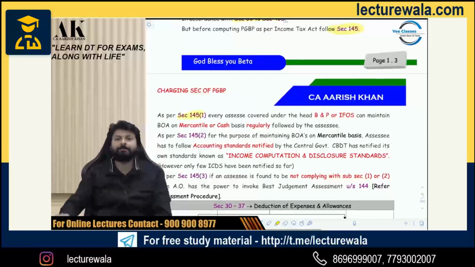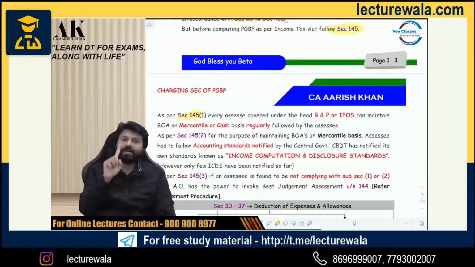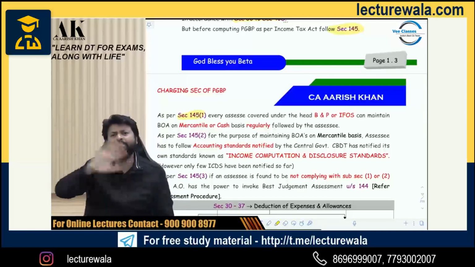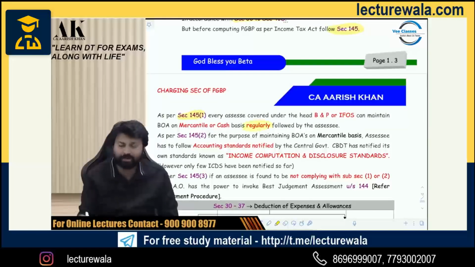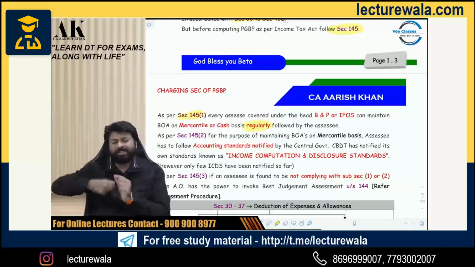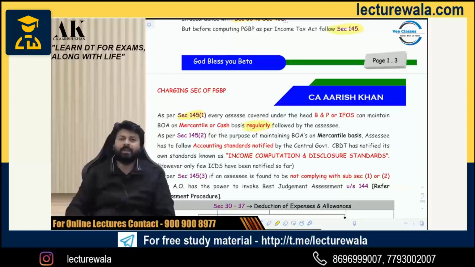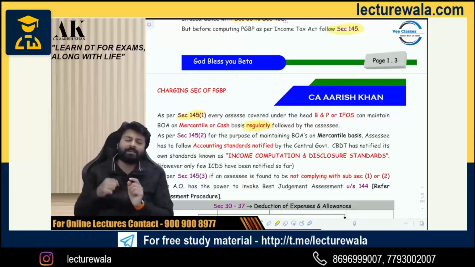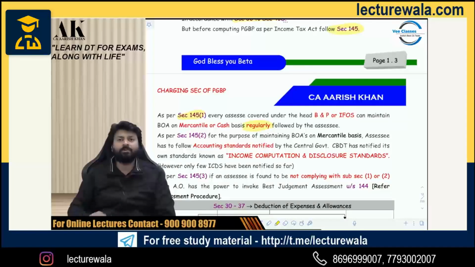Subsection 1 says you can follow books of accounts, you can follow the method of accounting, either mercantile or cash. You can follow both, but you have to follow regularly. Whatever you are following, follow regularly. You cannot change on a year-to-year basis. In 1 year you are following mercantile, in another year cash, then again mercantile, then again cash. You are not supposed to do that. You are supposed to follow only one of the methods. You have both the options, but follow regularly. Don't change every year.